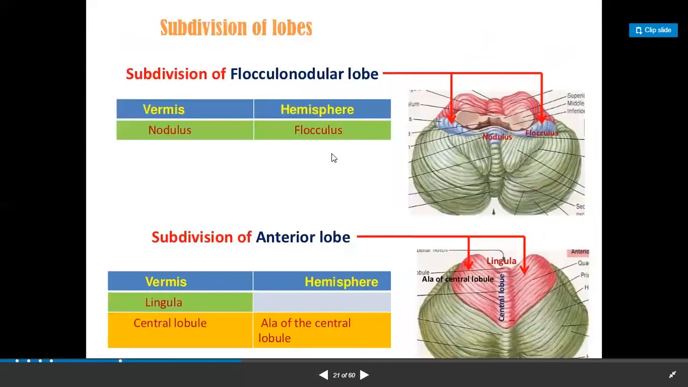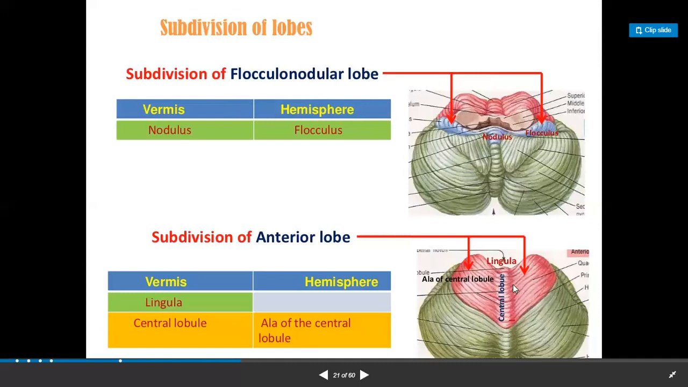Now, the subdivisions of lobes. Basically, how many lobes did I say? We have three lobes, right? The flocculonodular lobe, the anterior lobe and the posterior lobe. Now let us see the subdivisions of the vermis. This midline earthworm-like structure which divides the cerebellum into the right and left cerebellar hemispheres is the vermis. The part of the vermis called the nodulus is in connection with the flocculus. Then this is the subdivision of the flocculonodular lobe. For our convenience, it has been shown in blue color.